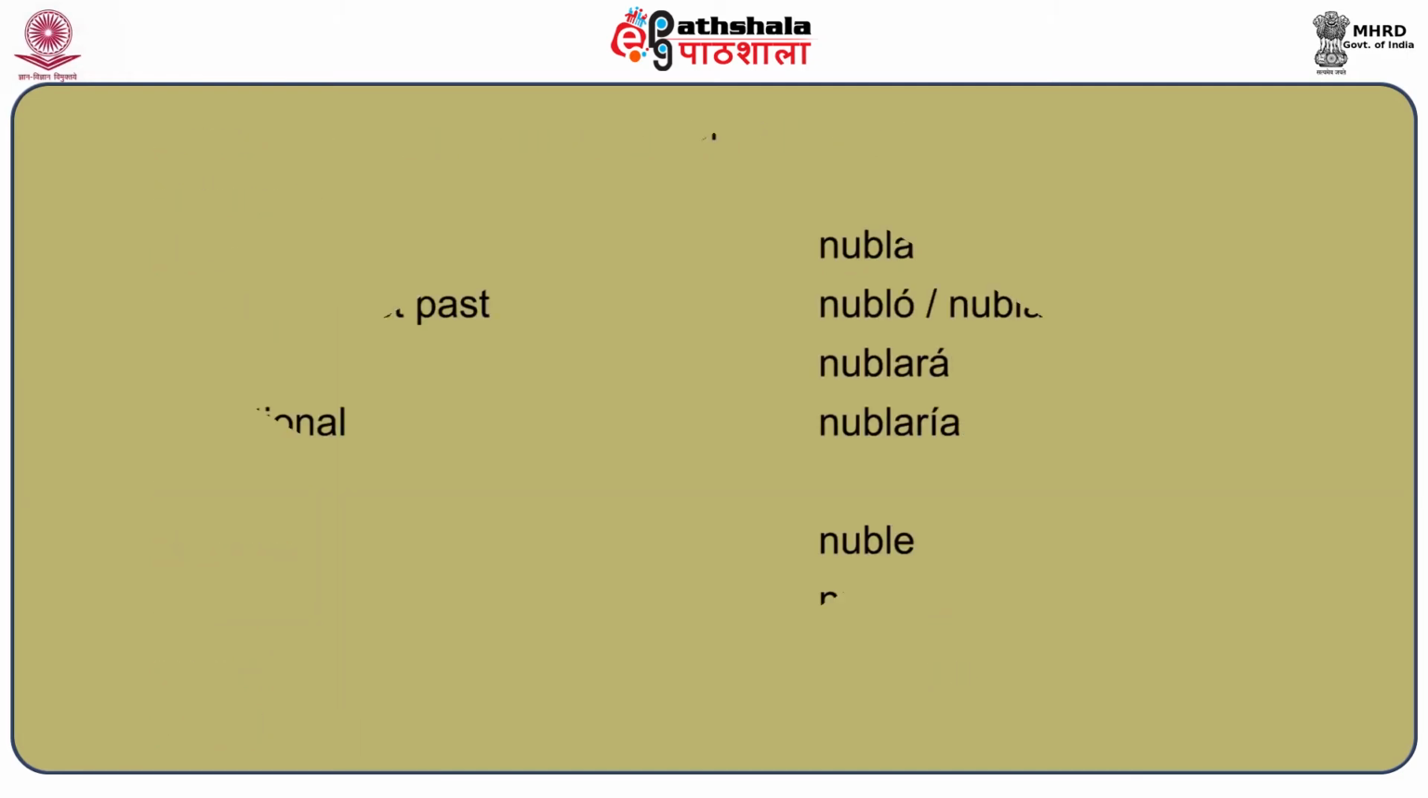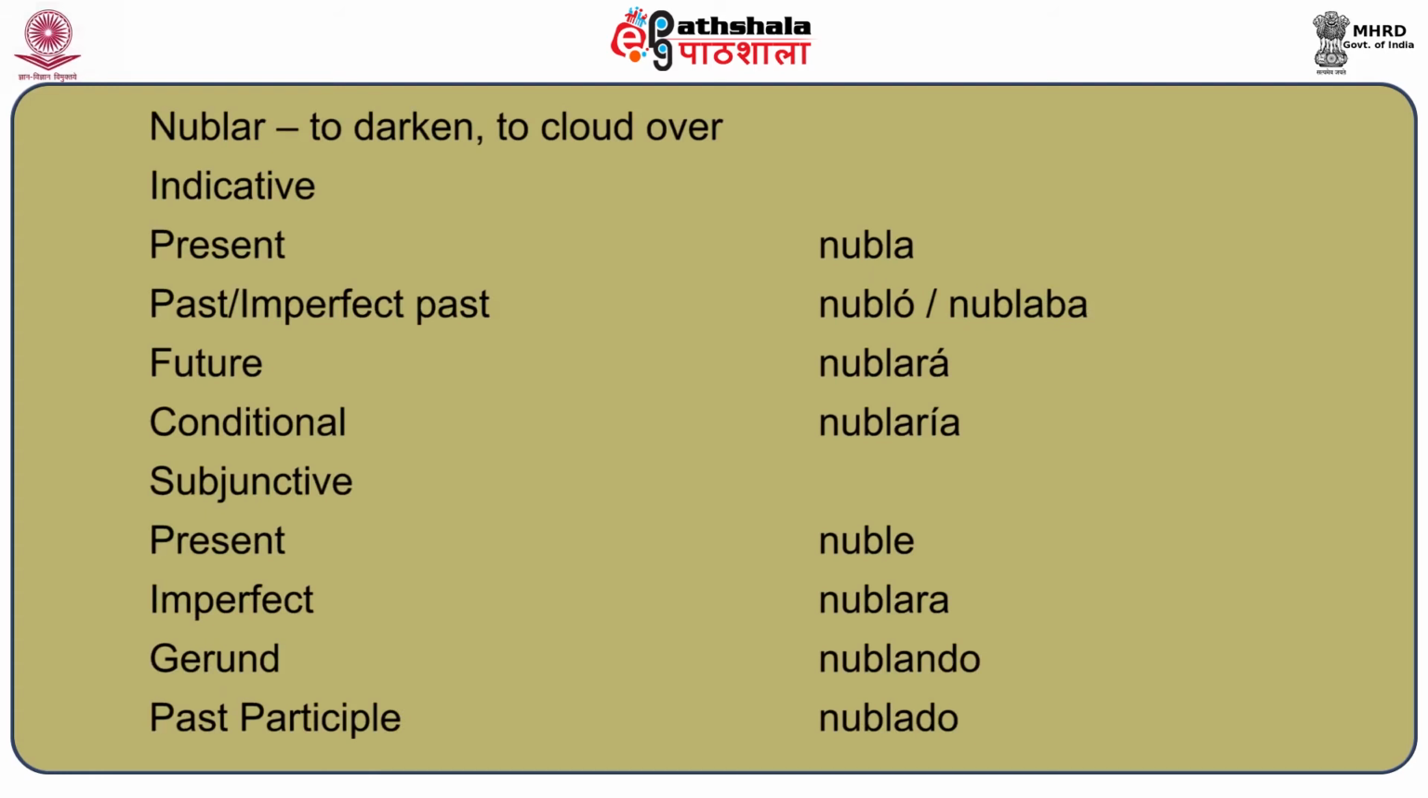The next verb here is nublar, to darken or to cloud over. The present indicative form of this verb is nubla. The preterite is nubló. The imperfect past form is nublaba. The future form is nublará. The conditional is nublaría. Now let us go on and see the subjunctive part for the same verb.